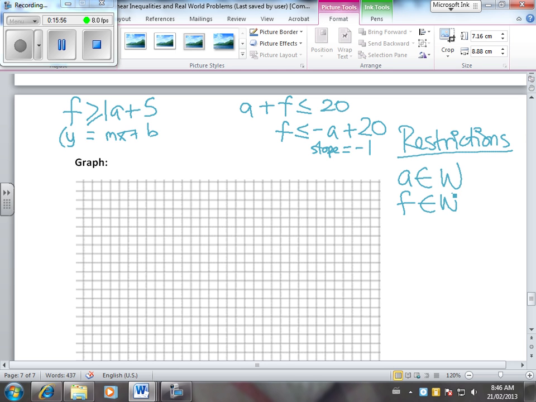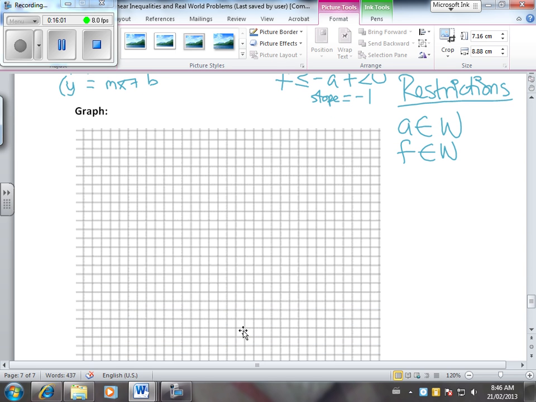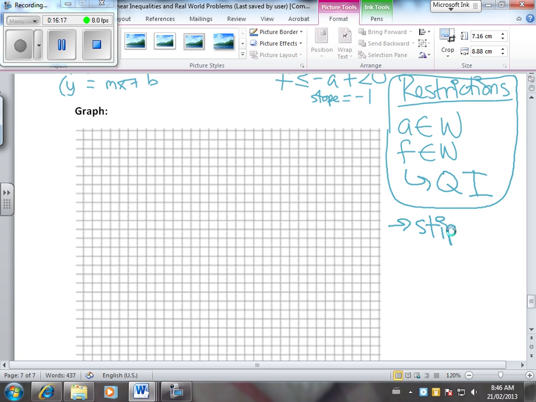And then because we can't have decimal, we have to have what kind of data? So this will be in quadrant 1. And because we have to have whole boats, we can't have decimals or fractions, we have to stipple the boundaries and the solution set. Okay, because it's continuous, so you can't have part of a boat, so it has to be stippled.